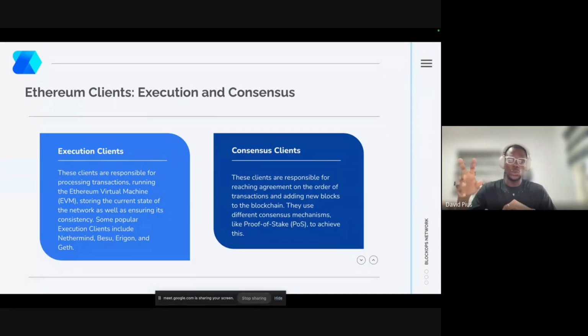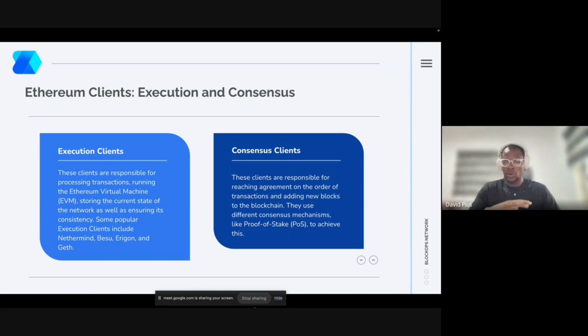You have to have the Ether, right? You are able to validate transactions, and you are able to add new blocks, if you have already staked the Ether. Before now, Ethereum used what they call proof of work, but right now it's proof of stake.